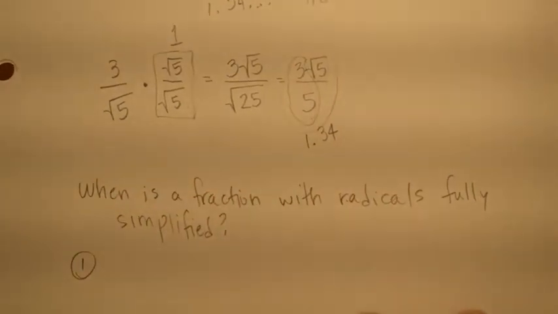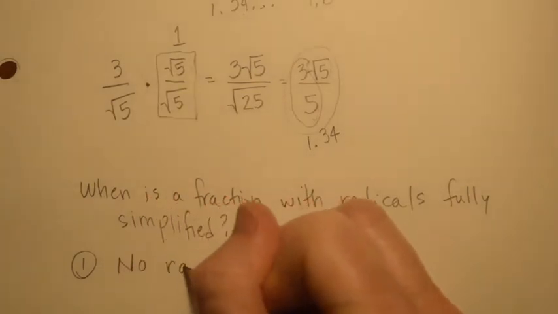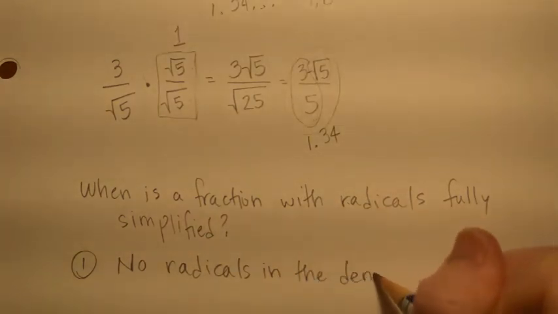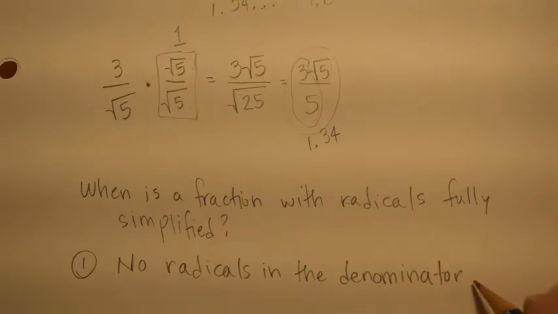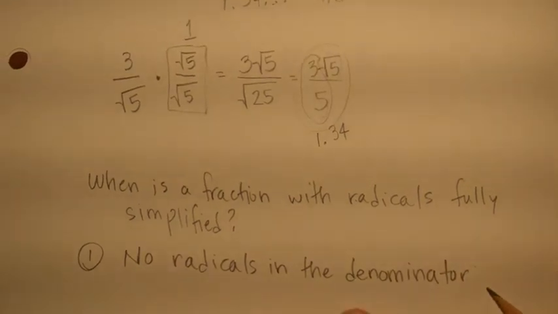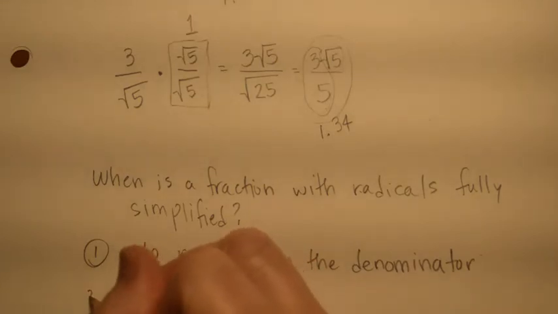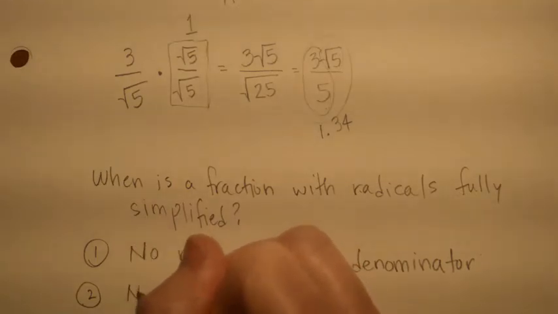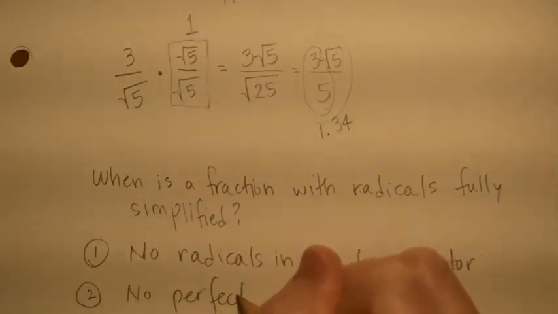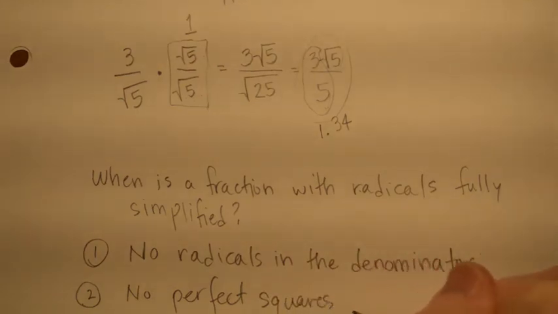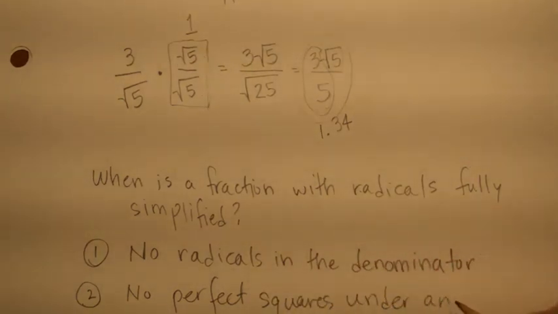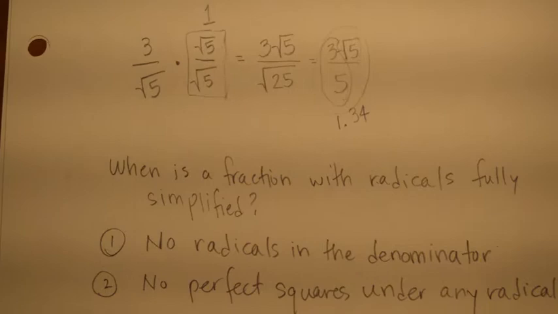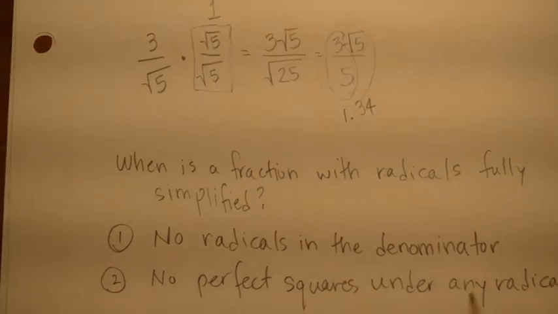All right, so the new one that we just got is no radicals in the denominator. Right, we want to get rid of all radicals in the denominator. If there are any radicals, it's not fully simplified. 2, and I'm just putting this because we know it already, is no perfect squares under any radicals. All right. So far, I think those are the only ones that we've talked about.